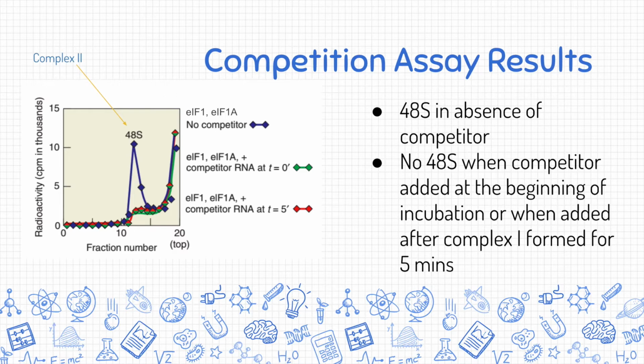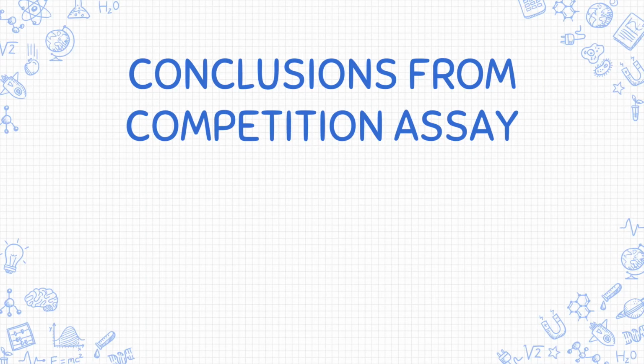For the red line, recall that complex 1 was formed first on hot mRNA, but then there was a shift to complex 2, but all on cold mRNA, once eIF1 and eIF1a and competitor were added. This shows that eIF1 and eIF1a are able to disrupt complex 1. Based on this assay, several conclusions can be made.